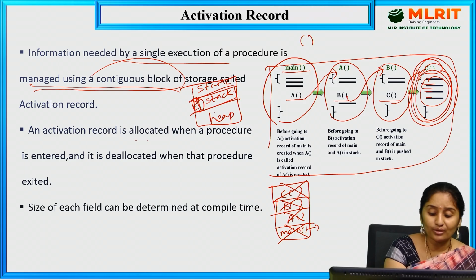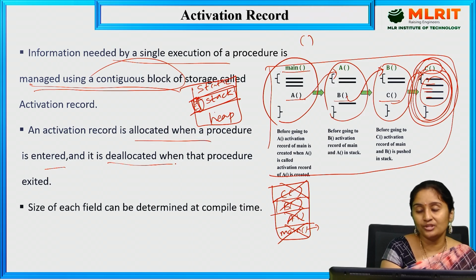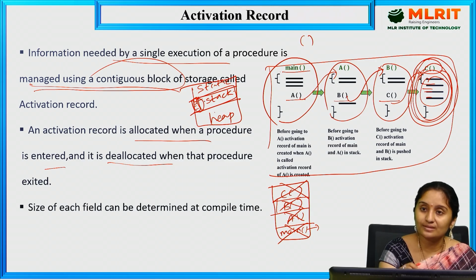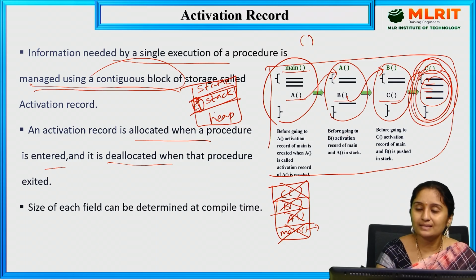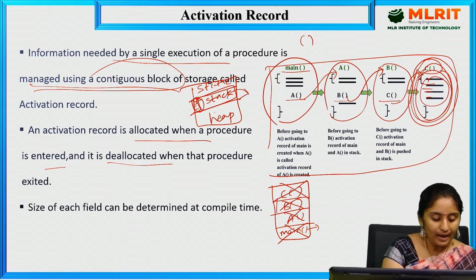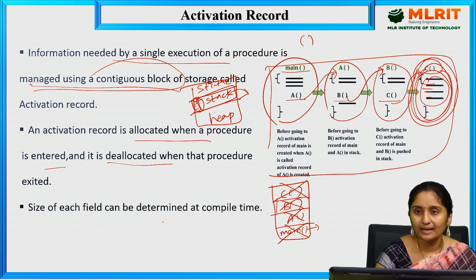An activation record is allocated when a procedure is entered, and deallocated when a procedure is exited. So when a function call is done, that activation record is created in the stack, pushed into the stack, and when the activation record is completed, it is popped out from the stack. Nothing but it is deleted from the stack. The size of each field can be determined at compile time.